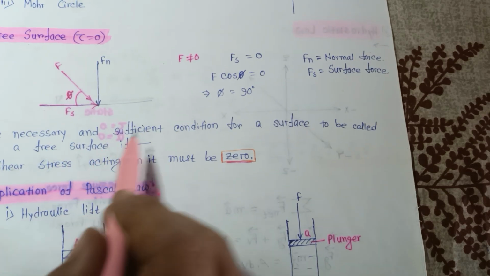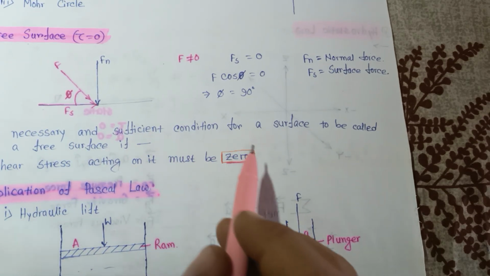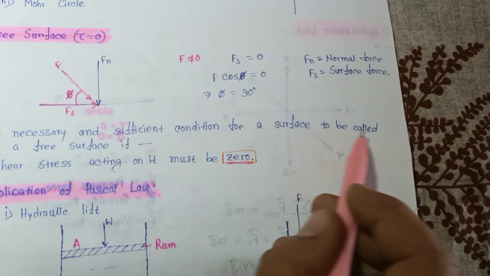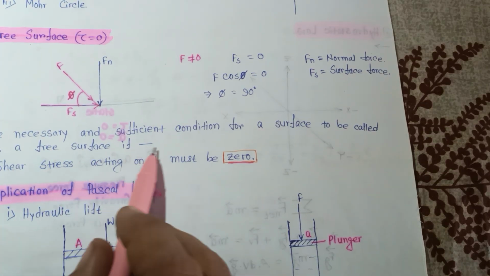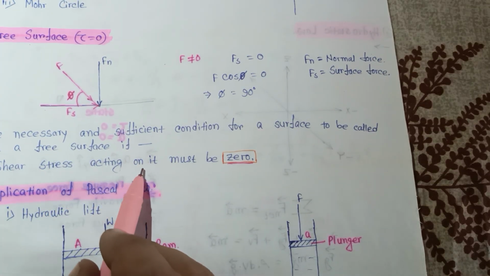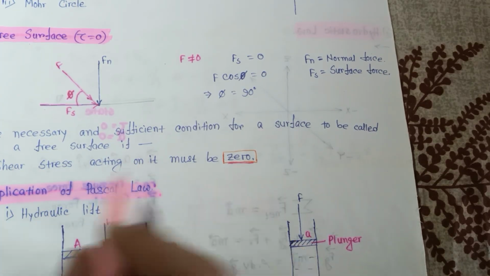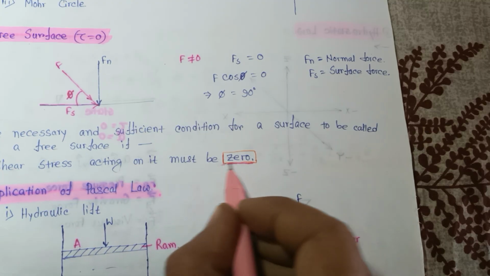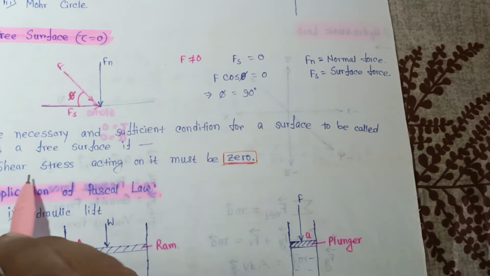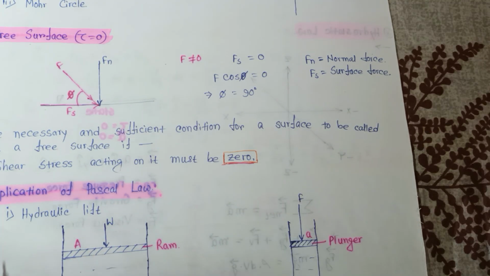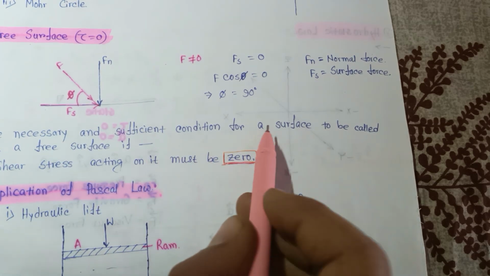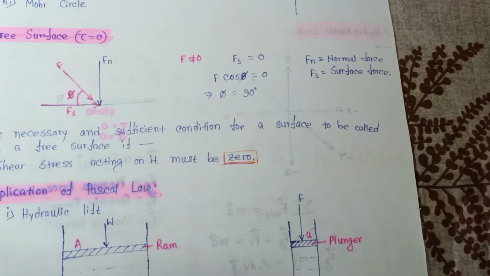So the necessary and sufficient condition for a surface to be called a free surface is that the shear stress acting on it must be 0. This is very, very important. If the shear stress acting on it is 0, this is the necessary and sufficient condition for a surface to be called a free surface.